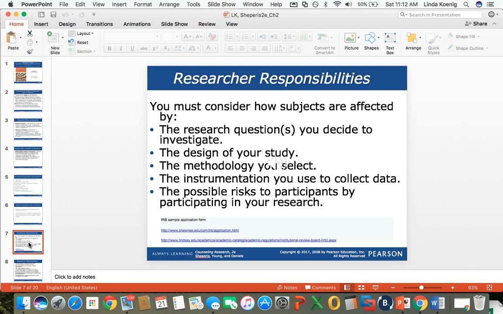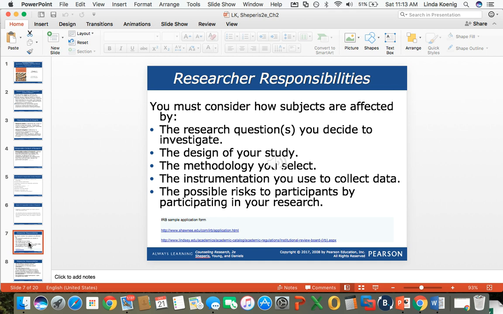And then I already talked a little bit about the possible risks to our research subjects by participating in the research. And the general rule of thumb is that if we are asking people to put themselves in a situation where they're going to be any more at risk than they would be in the normal course of their life day to day, then we have to put something in place to reduce that risk and have a plan in case someone is harmed by that, how we're going to rectify it.